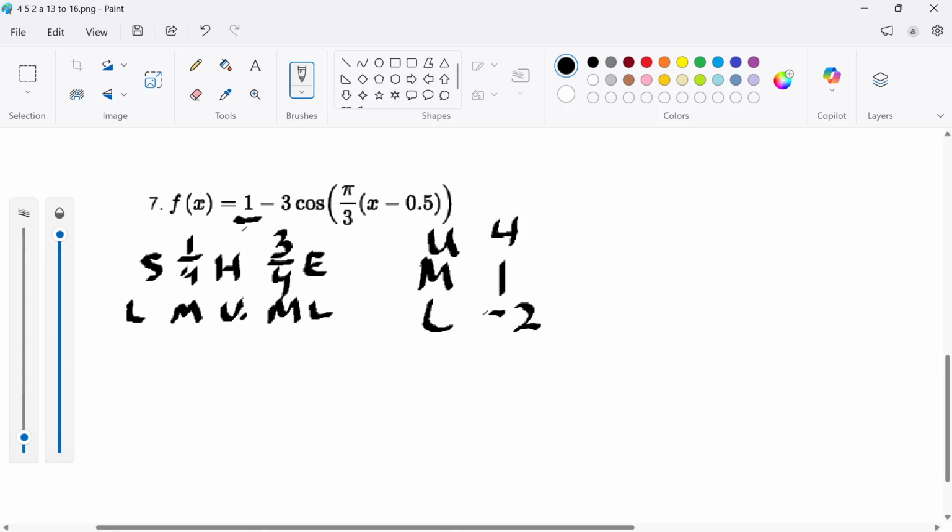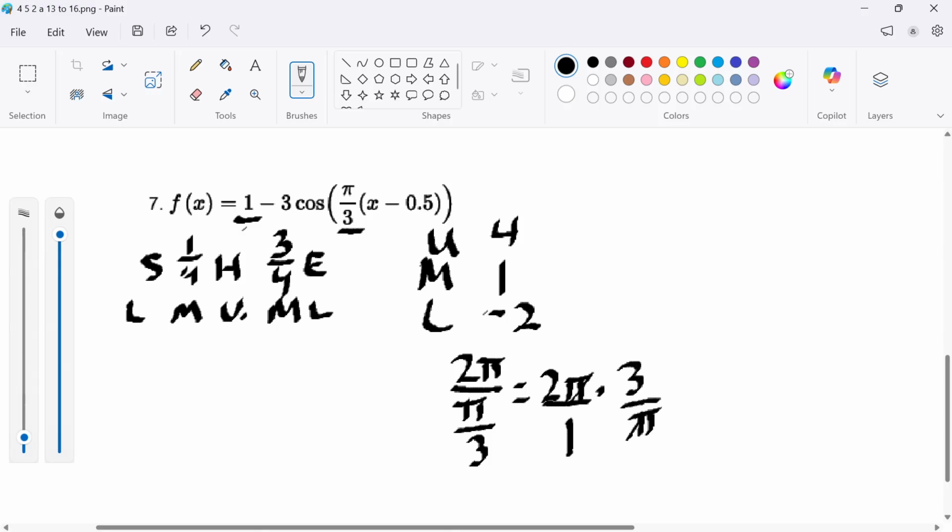Okay, now I have to find the period. It's going to be 2 pi divided by pi over 3, which is equal to 2 pi times 3 over pi. The pi's cancel, and 6. And then it's shifted to the right 0.5. So instead of starting at 0, it's going to start at 0.5.